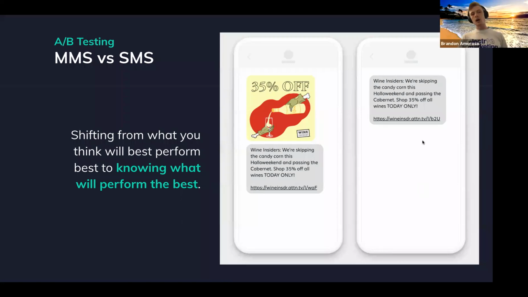And here's an example of an MMS. It's a tongue twister, an MMS versus an SMS test that we've run recently for Halloween. So pretty simple. One had a GIF, one did not. And then we sent it to 30% of their list, and the one that won out went to the rest of the 70%.